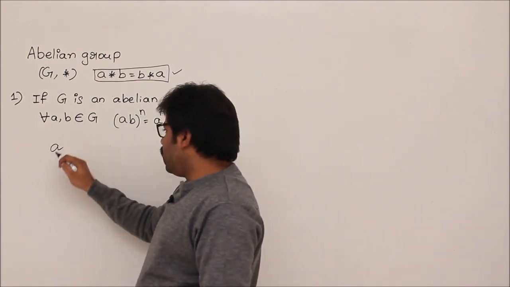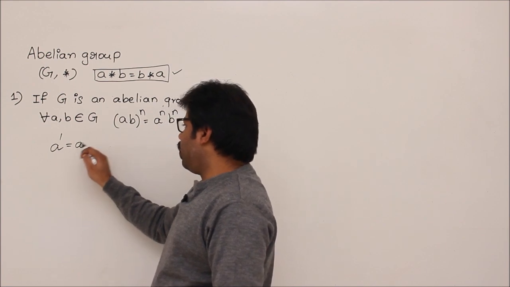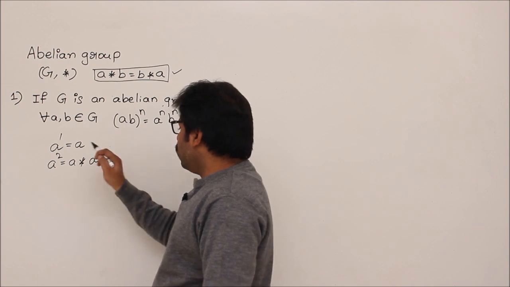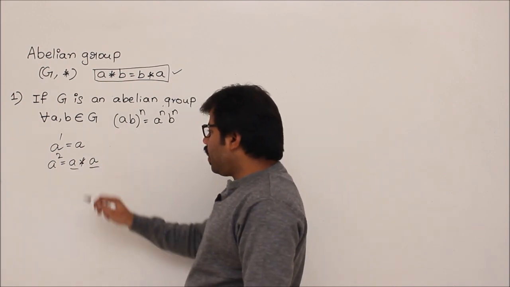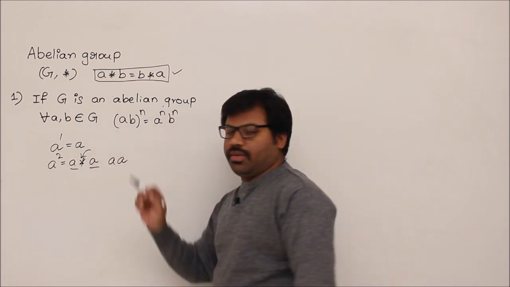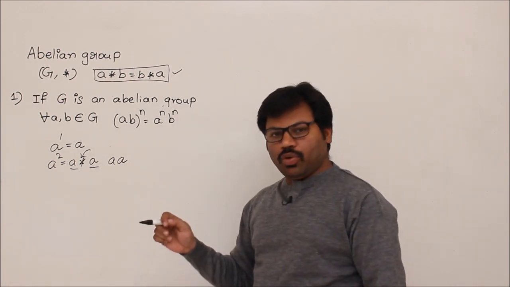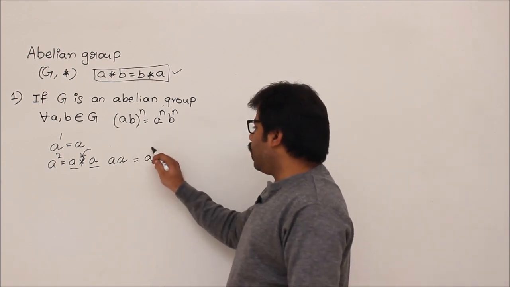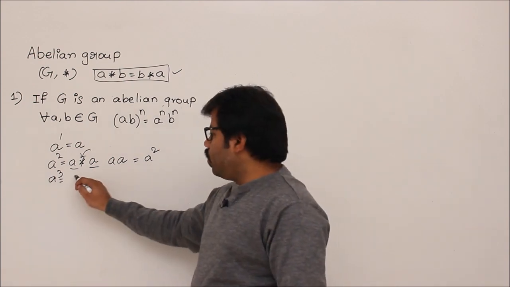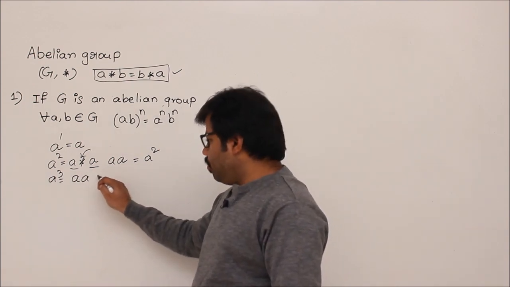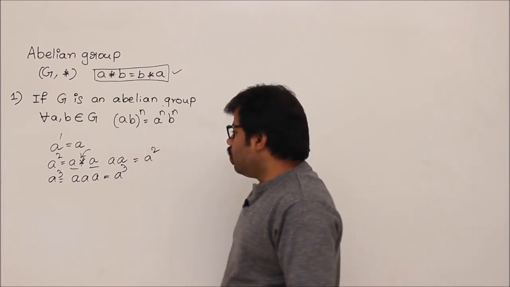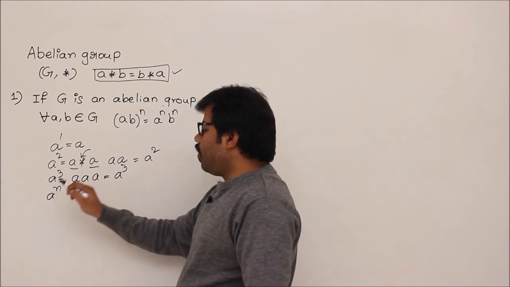Remember one thing: from now onwards, whenever I write a power 1, that is a. Actually a square is nothing but a star a. Sometimes I skip the operator star and just write aa. Both are the same, that is nothing but a square. Similarly a cube is a star a star a, with the star implicit, that is a power 3. In that way we can define any a power n, correct?